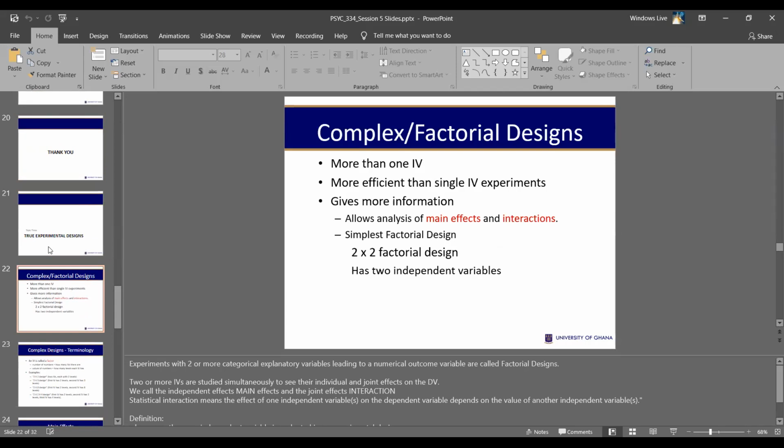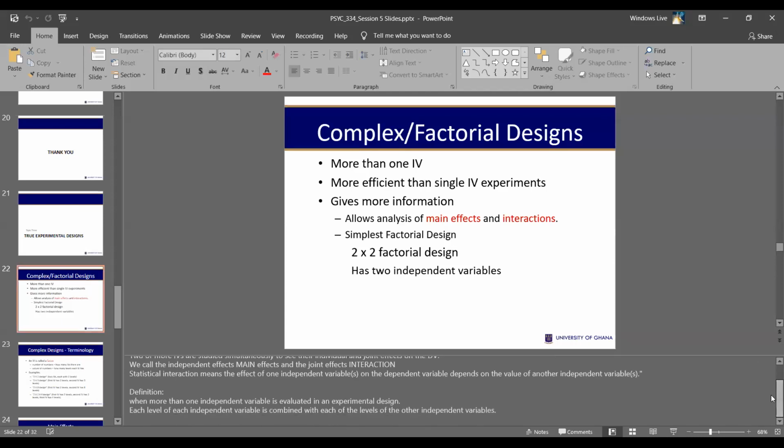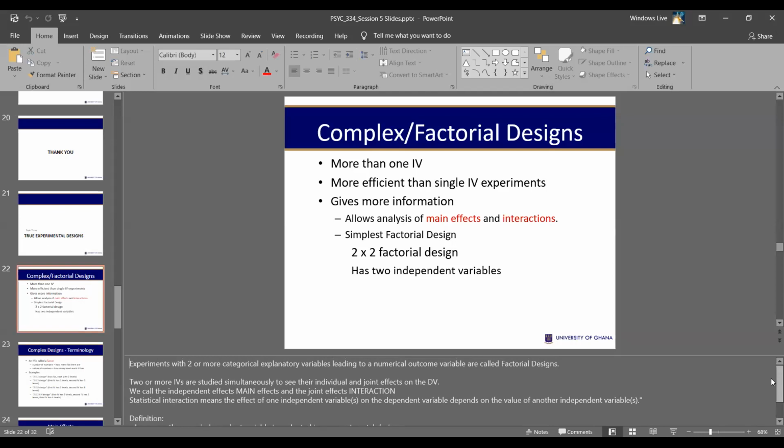So the next one has to do with complex or factorial designs. Factorial designs. This is one intriguing aspect, so I'll tell you to pay particular attention to this. So when it comes to complex or factorial designs, it means that we have more than one independent variable in play here.